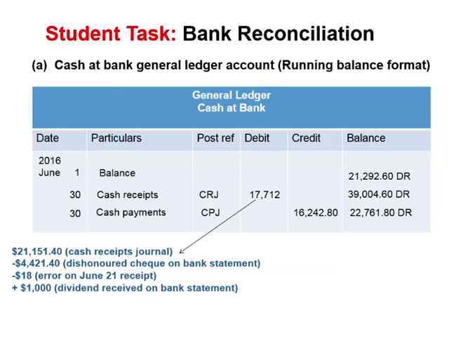We then need to credit 16242.8 for cash payment, and this is calculated as 16198.8 cash payment journal plus $44 of bank fees on the bank statement. This will give us the closing debit balance of 22761.8 for cash at bank account.